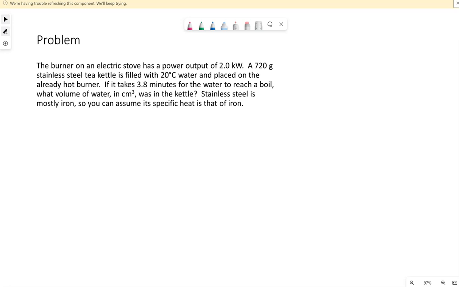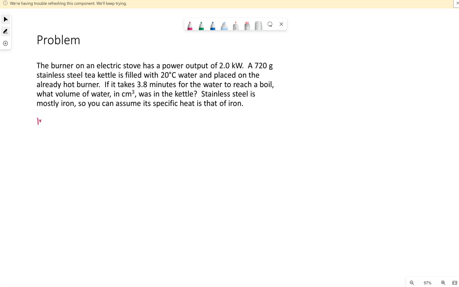All right, we have a problem here. The burner on an electric stove has a power output of 2 kilowatts. A 720 gram stainless steel tea kettle is filled with 20 degrees Celsius water and placed on the already hot burner. If it takes 3.8 minutes for the water to reach a boil, what volume of water in cubic centimeters was in the kettle? Stainless steel is mostly iron, so you can assume its specific heat is that of iron.